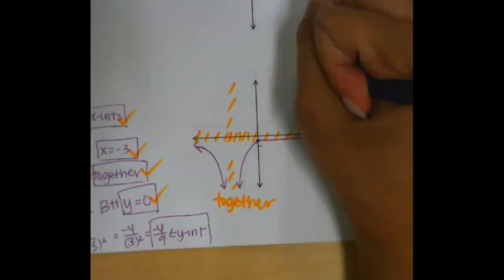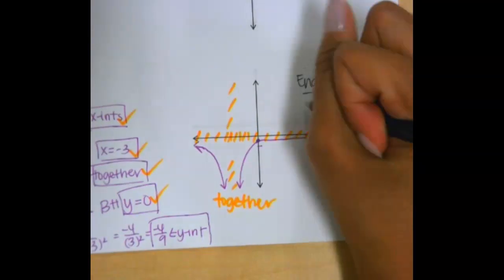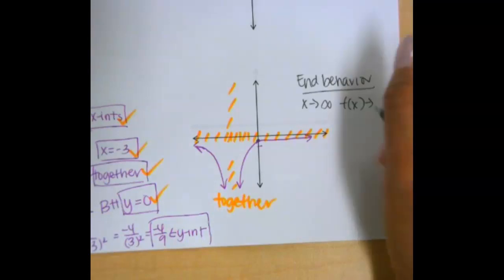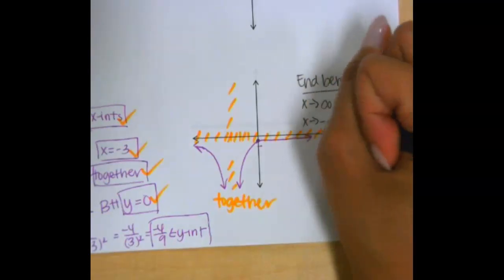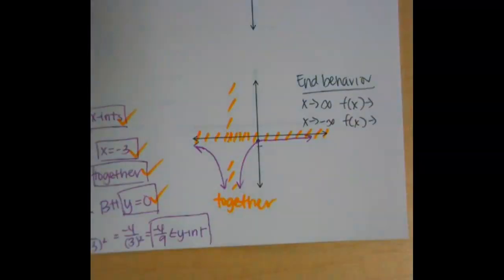Let's talk about the end behavior. So we're going to look at x approaches infinity again. What is f of x doing? And x approaches negative infinity. What is f of x doing? Don't yell it out. Write it down.